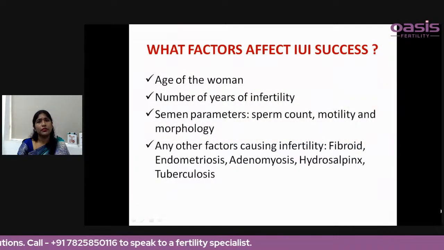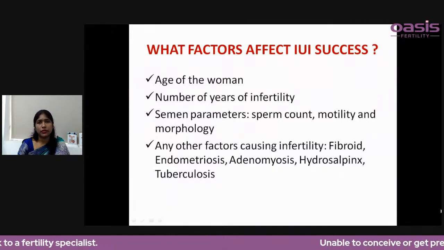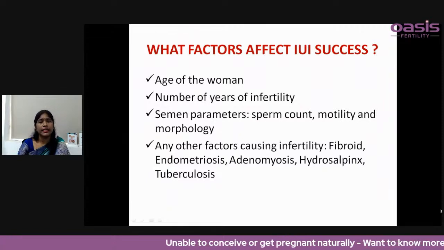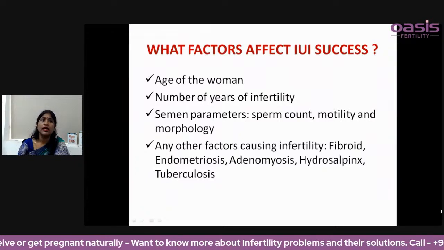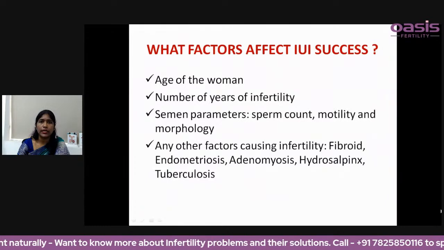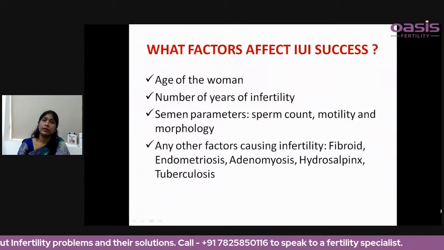Because there are a number of factors which are actually affecting the IUI success. So age of the woman is one of the factors. The higher the age, the more the success rate decreases. The second factor is the duration of infertility. It is seen that with a longer duration of infertility, say more than 5 years, 7 years, although we can do an IUI, the success rates are lower. The third is the semen parameters.